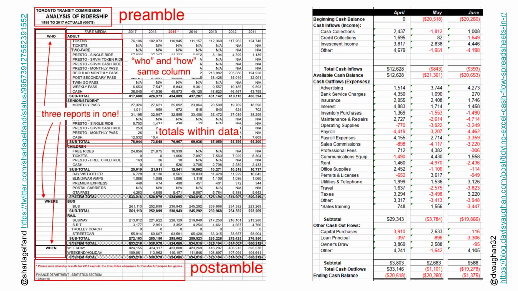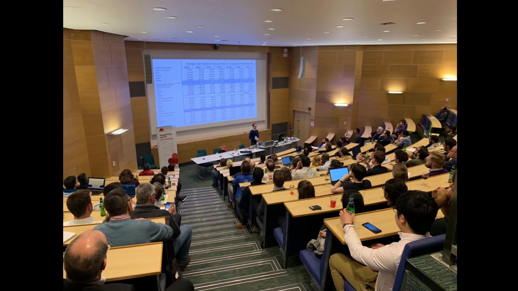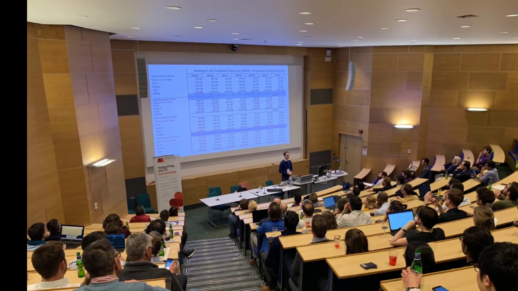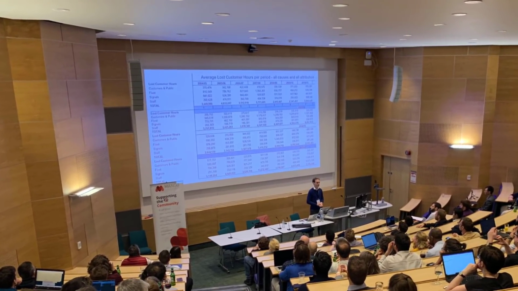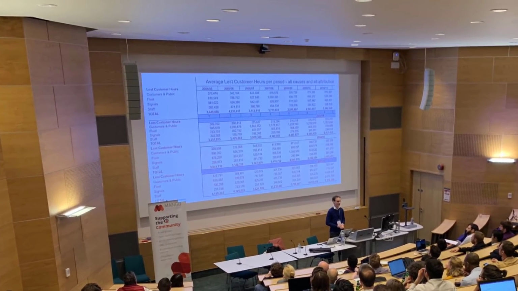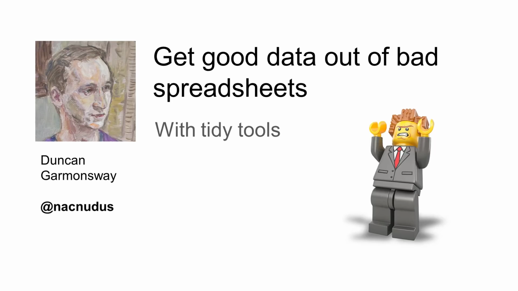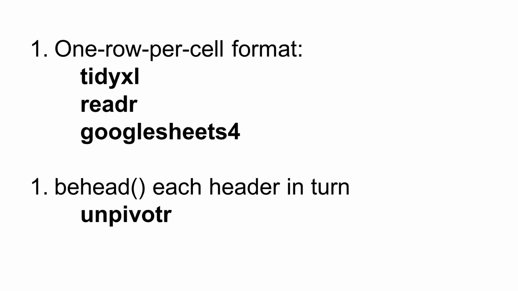If you work with data, you've probably experienced the pain of having to deal with data trapped in really bad quality spreadsheets. I recently had the privilege of presenting alongside Duncan at a London R event hosted by UCL. Duncan is a brilliant data scientist who has developed some fantastic solutions for extracting this type of data. In his UCL talk titled "Get Good Data Out of Bad Spreadsheets," he walks through some of the available solutions, including his own package, TidyXL, and UnpivotR.